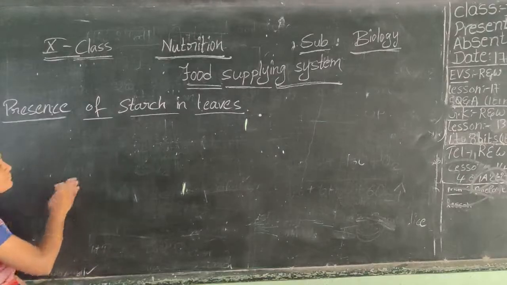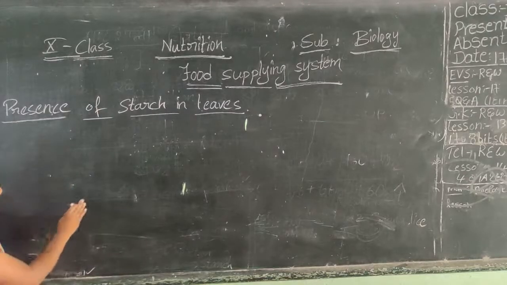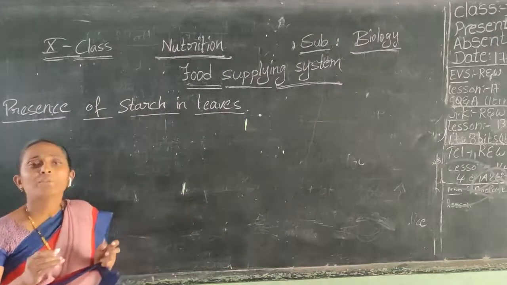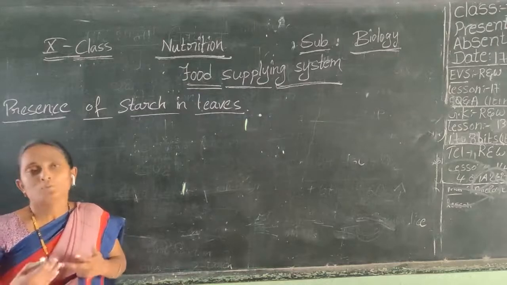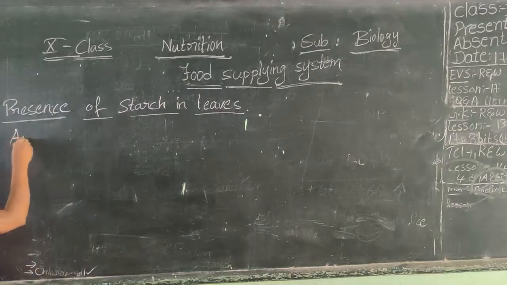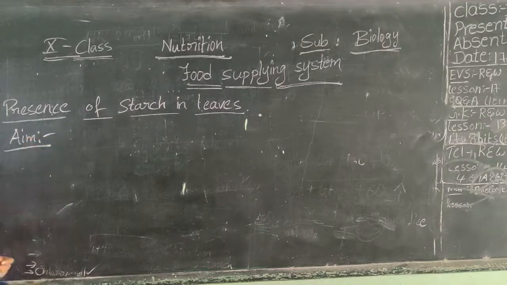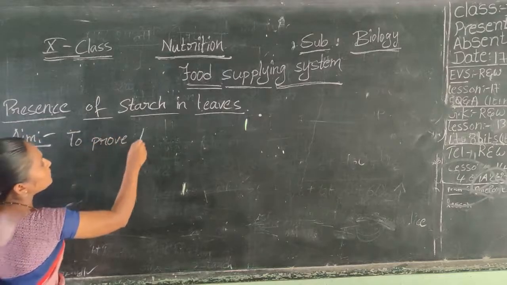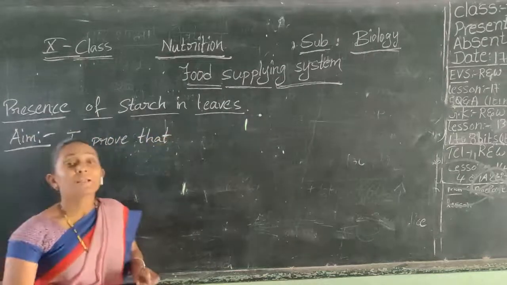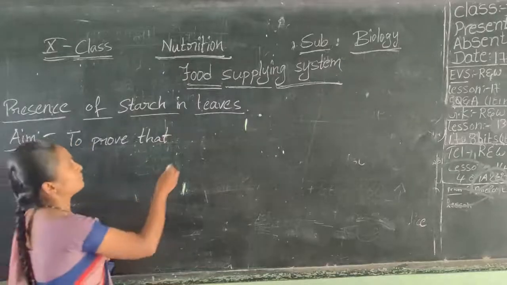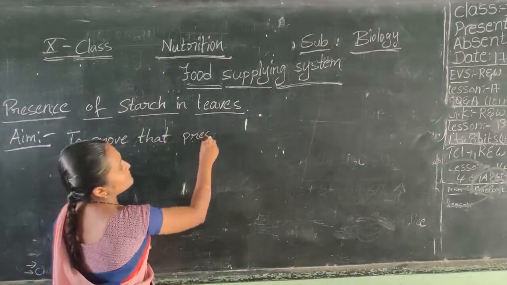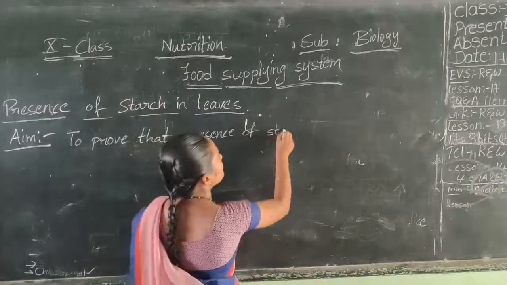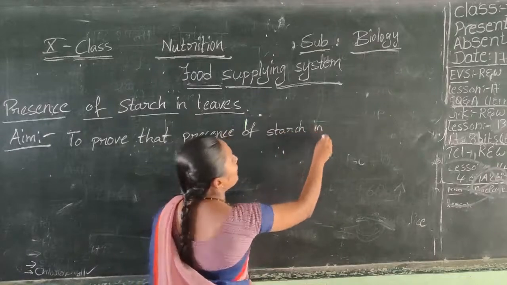Now I'll draw the picture. What are the materials I have to take? First, before going to that, we have to learn the aim. Aim means what we are ready to prove. Aim means our goal. What is our goal? To prove the presence of starch in leaves.